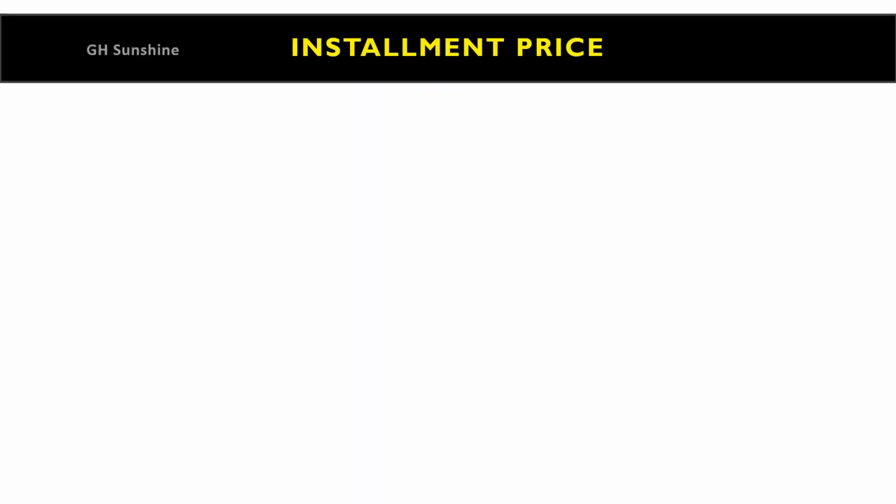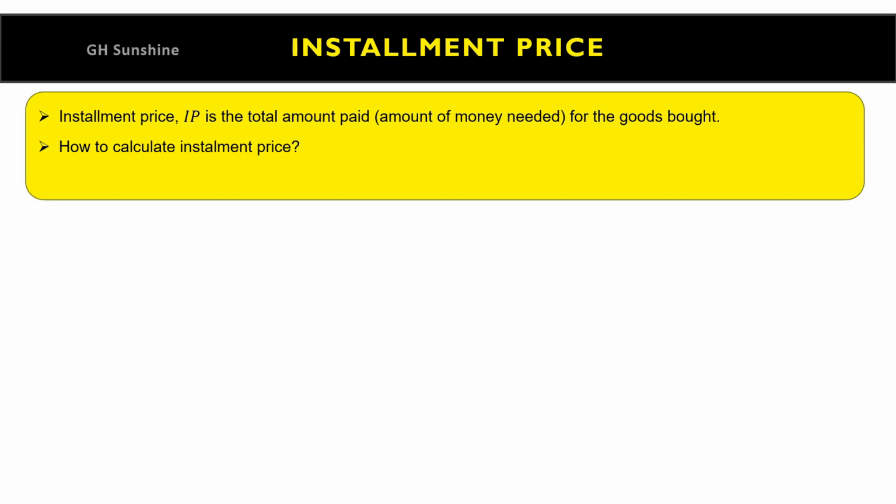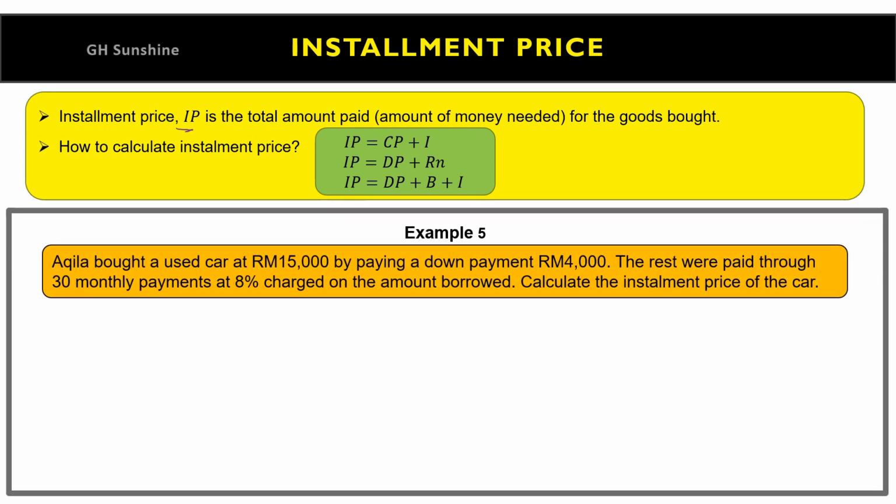Okay guys, next we proceed to installment price. So what is the installment price? The installment price is the total amount paid, that means the amount of money needed for the goods bought. So how to calculate the installment price? There are three different formulas, but please choose the right formula according to the information obtained. Look at this example. Akila bought a used car at RM15,000 by paying a down payment of RM4,000. The rest were paid through 30 monthly payments at 8% charge on the amount borrowed. Calculate the installment price of the car.